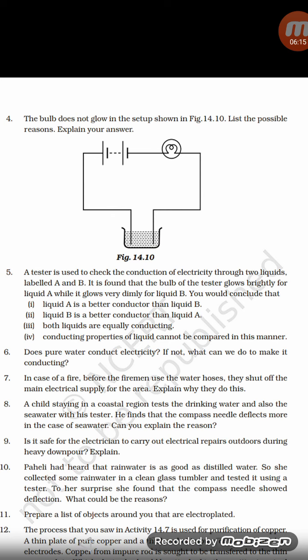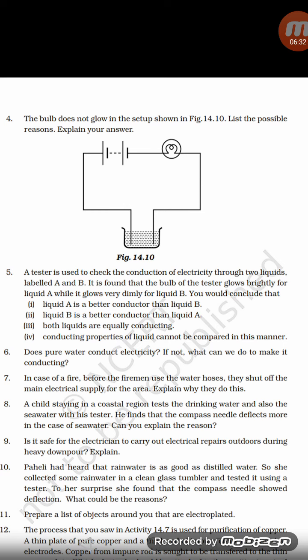In question number 10, Paheli had heard that rainwater is as good as distilled water. So she collected some rainwater in a clean glass tumbler and tested it using a tester. But the compass needle showed deflection in the case of this rainwater. What could be the reason?